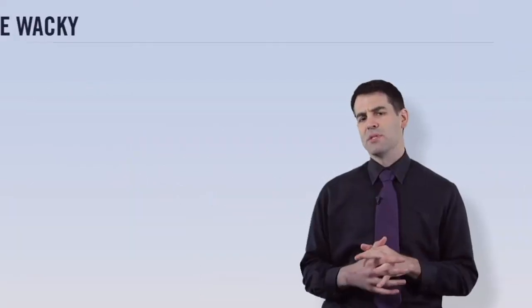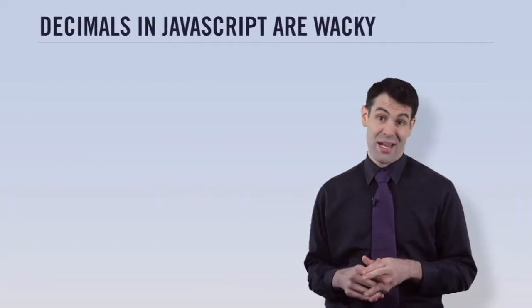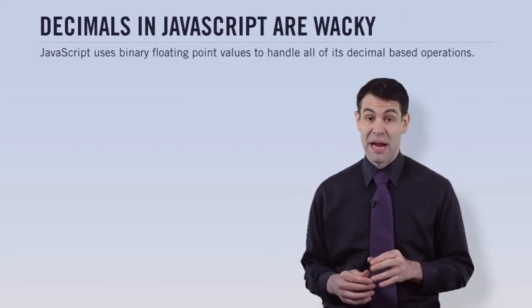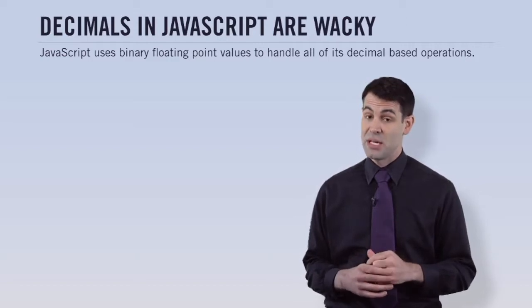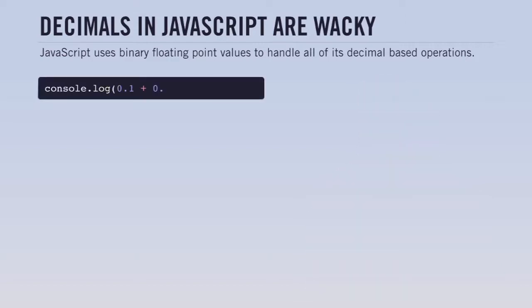So in JavaScript, decimals are actually kind of crazy because JavaScript uses binary floating point values to handle all of its decimal-based operations. If we pull up a little console.log here of a simple addition, 0.1 plus 0.2, well that's just 0.3, what? There's a 4. There was no 4. There is a 4 now. I don't know where it came from. Well, I kind of do. It's binary floating point values, right?